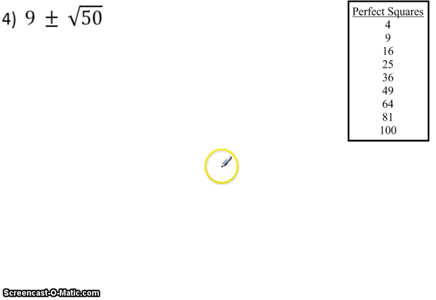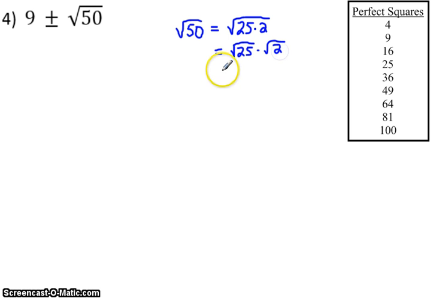Alright, question number 4. We have 9 plus or minus square root of 50. Alright, this plus or minus is shorthand, and we'll go through what this means in a second, but we're going to do the same thing that we've done before. I'm going to simplify the square root of 50. And this is another one where 25 is the biggest perfect square that goes into it. 25 times 2 will give us 50. Separate them out. And then evaluate my perfect square here. The square root of 25 is 5.